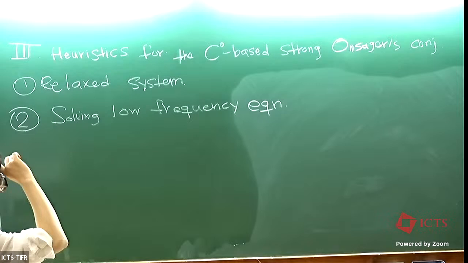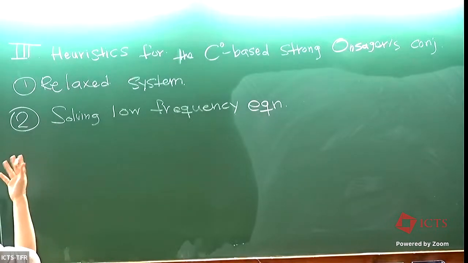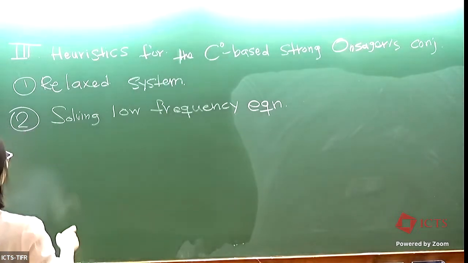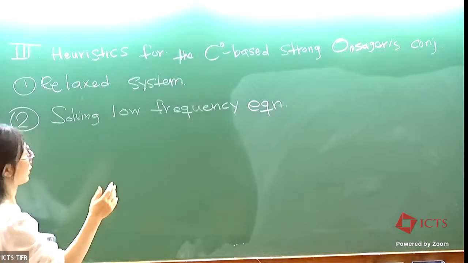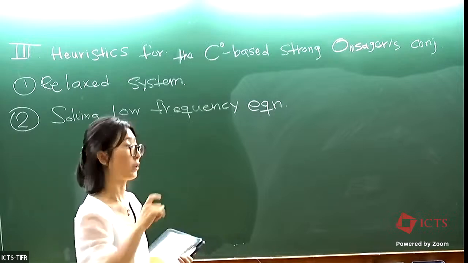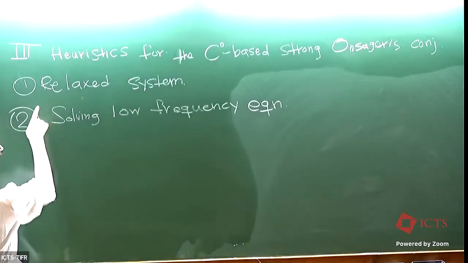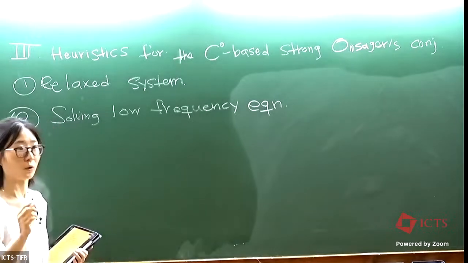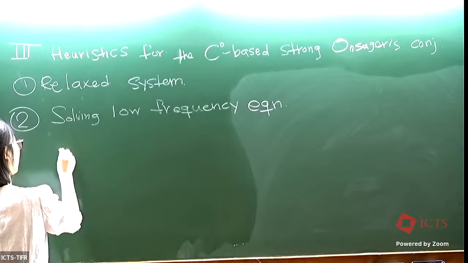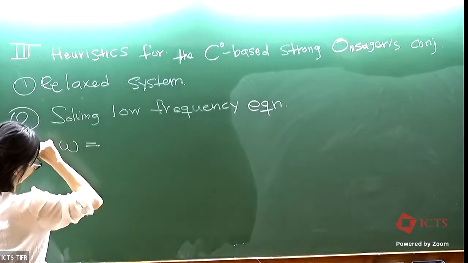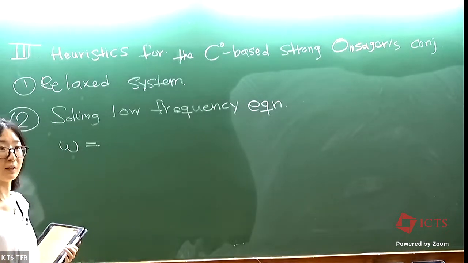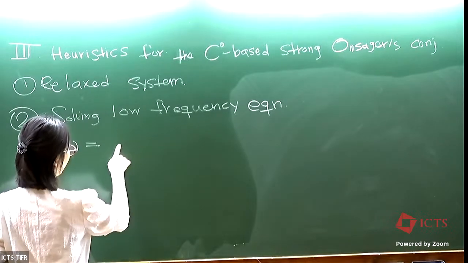Okay, so at the end of last lecture, I started talking about the heuristic for the C0-based strong Onsager conjecture. And I introduced the relaxed system, which consists of the Euler-Reynolds system and the relaxed local energy inequality. Then I started solving the low frequency part equations to decide the coefficient functions, meaning that our ansatz looks like this. Again, the perturbation consists of the low frequency part and high frequency part, and I divide it into two parts.